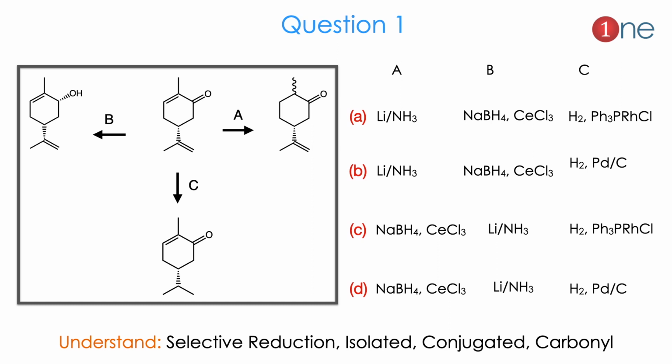Here they ask you to find the selective reduction. The reduction means the isolated double bond as well as the conjugated double bond and carbonyl. In A, the conjugated double bond is reduced. In B, the ketone is reduced. In C, the isolated double bond is reduced. So you have to know the reagents and their selectivity.